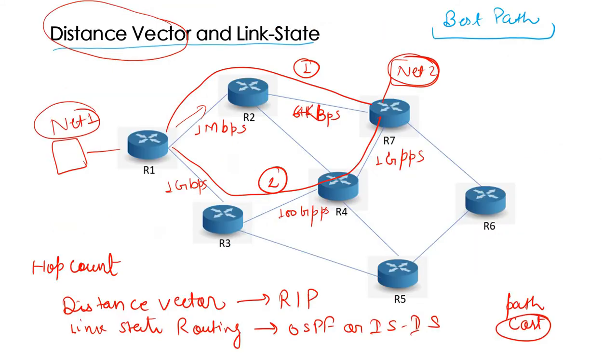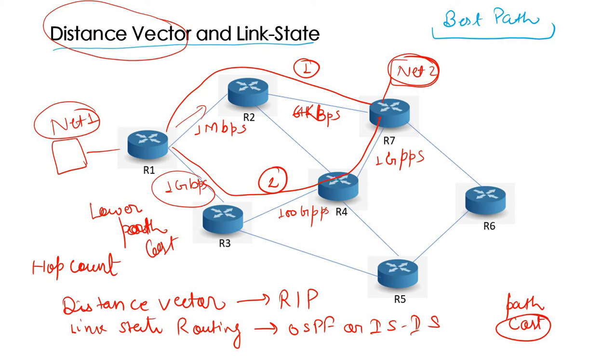So if you go to the previous one, based on the path cost they will take the decision. 1 Gbps will have the lower path cost, and that will be preferred and chosen by OSPF or IS-IS. You might be thinking, what about EIGRP? EIGRP uses a combination of both distance vector and link state routing protocols.